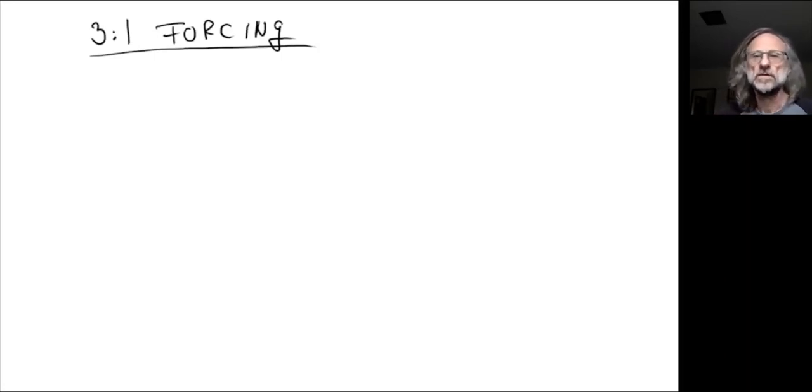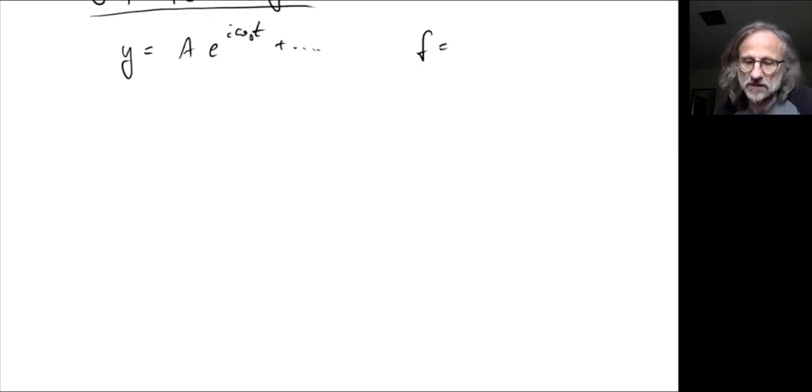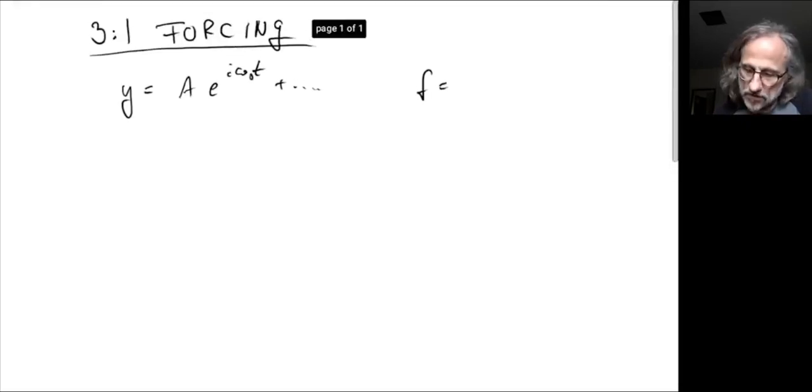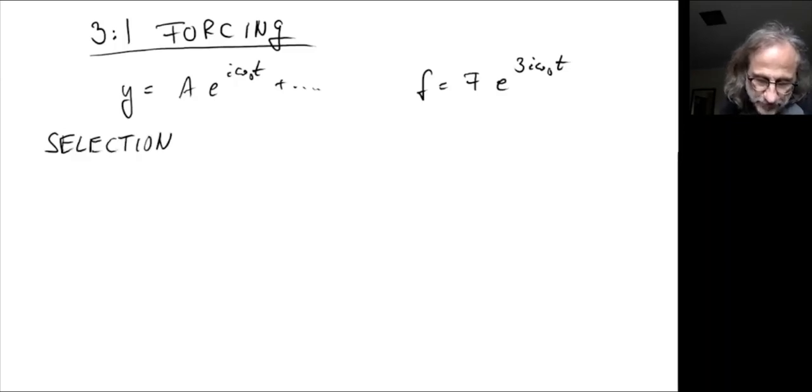So for 3-to-1 forcing, we think that we have an oscillator Y, and it would have an amplitude e to the I omega naught t, and the higher order terms. And the forcing is now at 3 times that frequency. And so we would have e to the 3 I omega naught t. When you then look at the selection rules, which I'm not going to go through in detail, it's the same approach as we've done before, and it's written out in the notes.